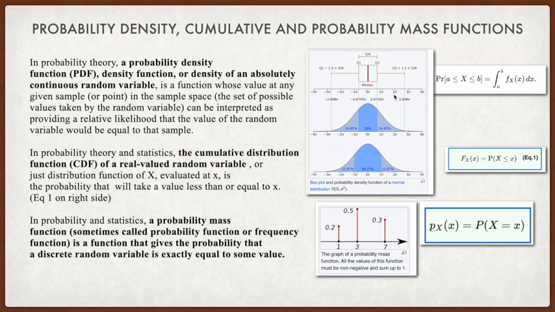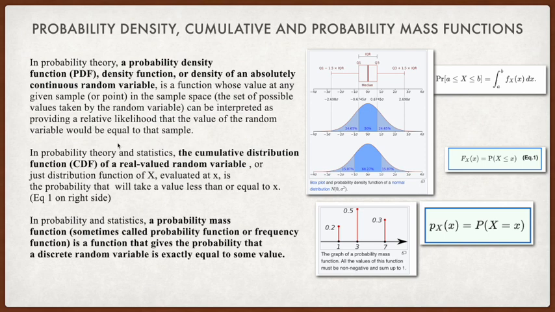So for the probability density function, we take the values from a to b, f of x dx. So the probability that a is less than or equal to x, less than or equal to b, equals the integration from a to b of f of x dx. That's how the probability density function works. I will just repeat: it is a function whose value at any given sample or point in the sample space can be interpreted as providing a relative likelihood that the value of the random variable would be equal to that sample.